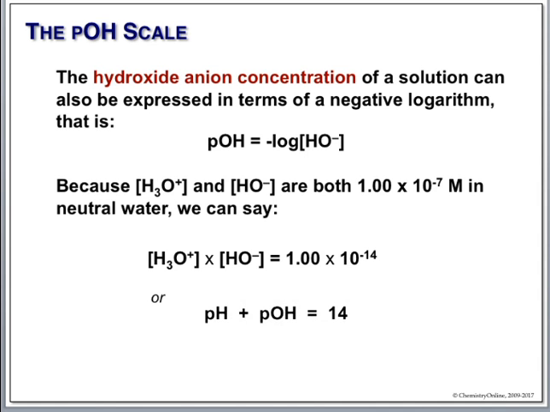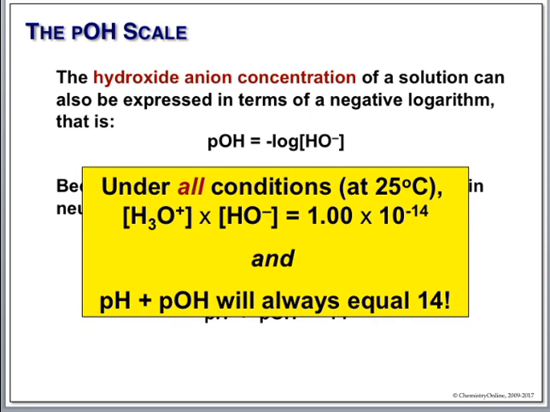Now, hydronium and hydroxide multiplied together are always 10 to the minus 14. 10 to the minus 7 times 10 to the minus 7 is 10 to the minus 14. This gives us an important relationship, something you never want to forget. Under all conditions, pH plus pOH will always equal 14. Remember that. Write it down, put it on the back of your palm.